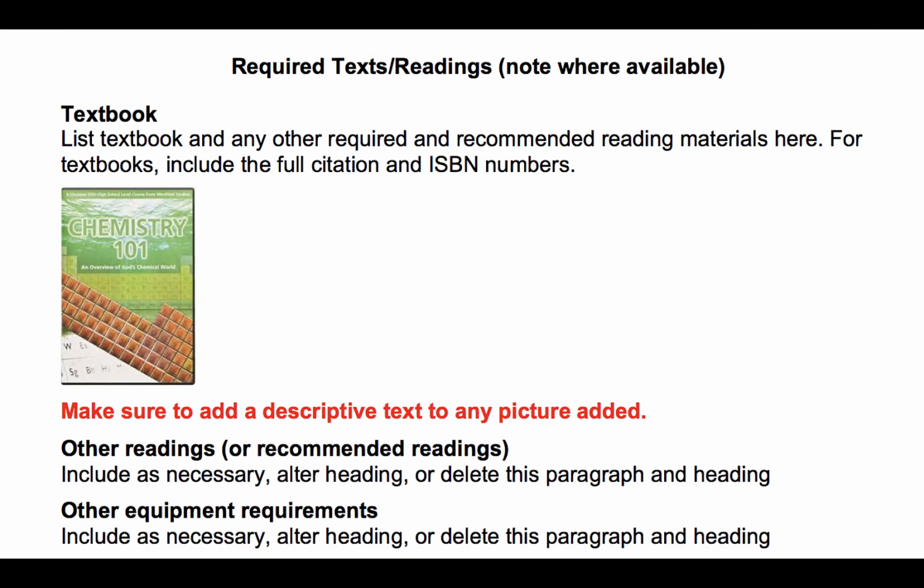The next key requirement of a syllabus is to have the textbook or any reading material requirement listed, as well as where to find them. This is provided in the template syllabus, and we will go over how to add a descriptive text. Should you choose to add a picture, make sure it is accessible by adding such a descriptive text to your picture. In addition, any recommended readings and other items that you may need, please list them here.